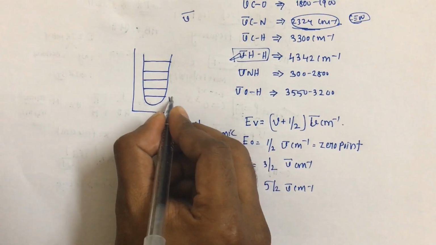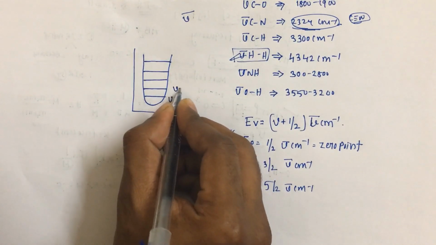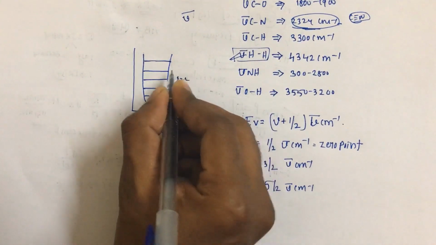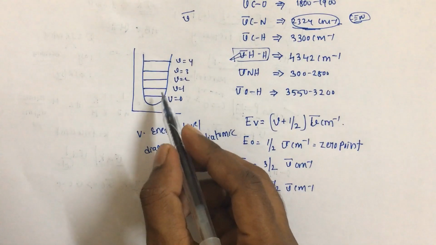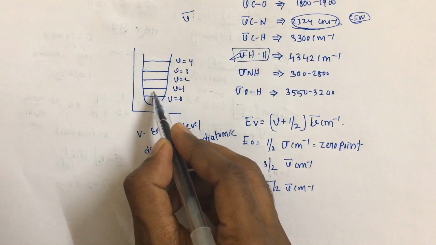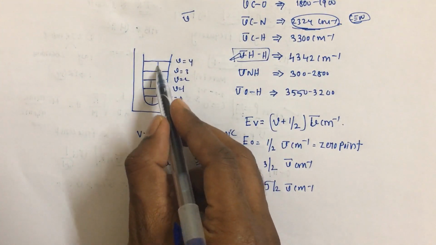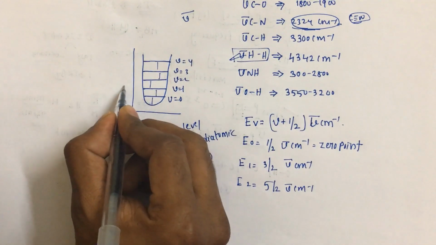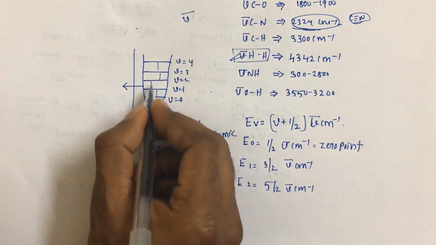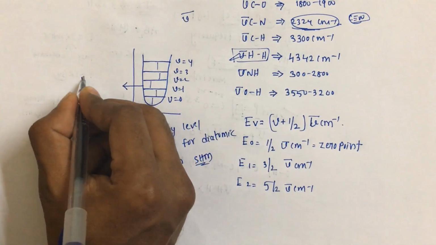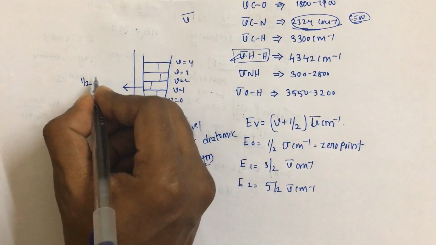Okay, so this is V equals 0, V equals 1, V equals 2, this is 3, and this is 4. As we can see in the diagram, the space between two energy levels is the same. Okay, this point is very important. The space between these two energy levels is a half of the transitions.